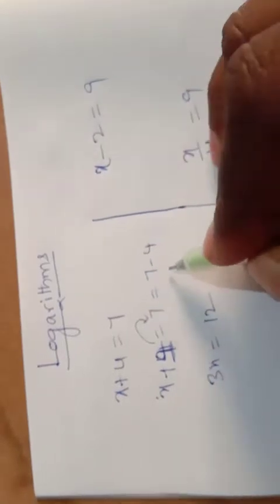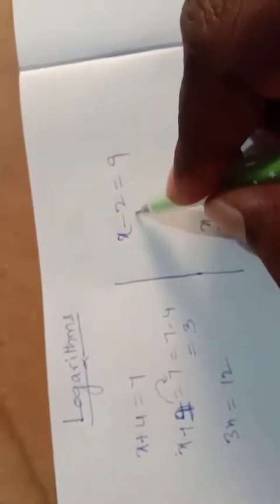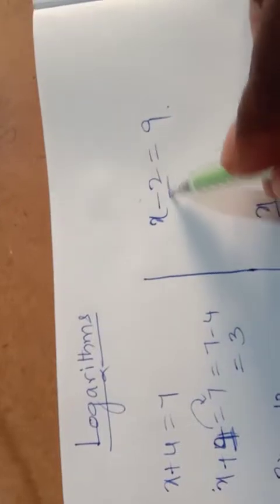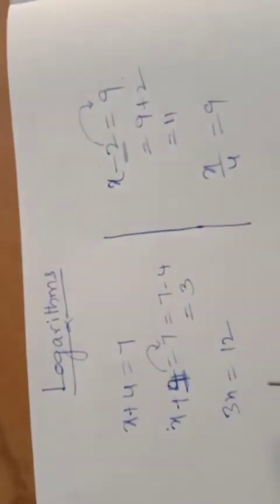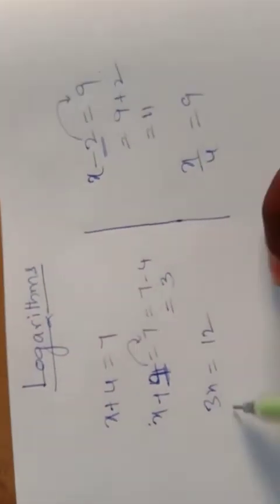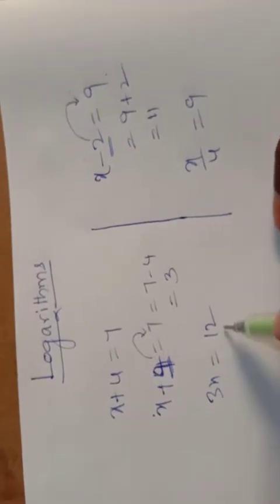Here plus 4. Take the right hand side. The positive term will become negative term, that is minus 4. 7 minus 4, 3. And second case, x minus 2 equal to 9. Here minus term, take the right hand side, will become positive term. 9 plus 2, 11.